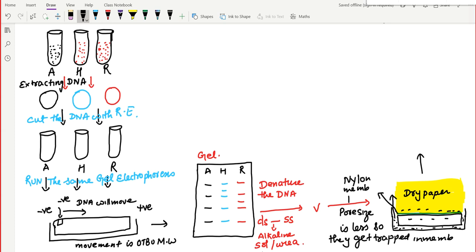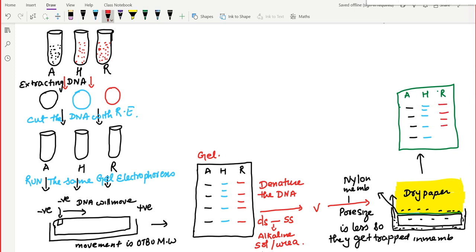So what are we going to see? When we observe the nylon membrane, it will show us the same pattern as you have seen in your agarose gel. So you'll have bands like this: 1, 2, 3, 4. Then 1, 2, 3, 4, 5. And 1, 2, 3, 4, and 5. Now what are we going to do? See here, the DNA is bound to the membrane very lightly.